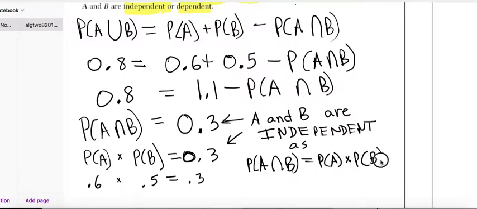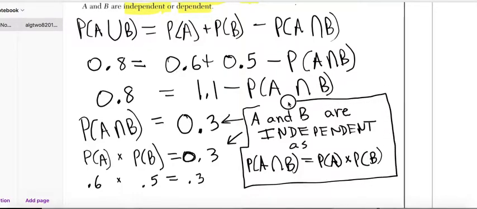There were other ways you could have done this by finding the conditional probabilities, but that would have been more work. So I said, let's not go that route, okay? This is called the product test for independence, okay?